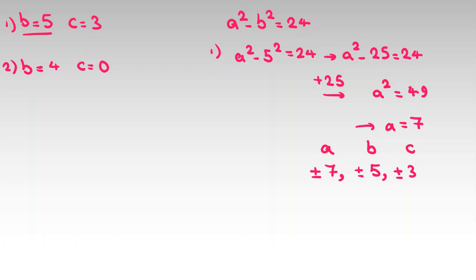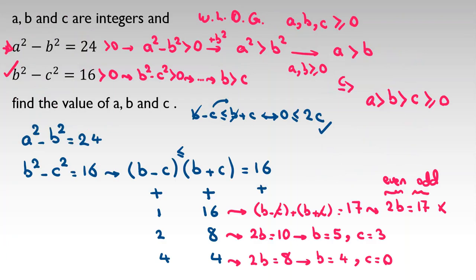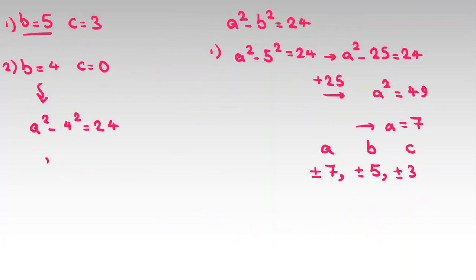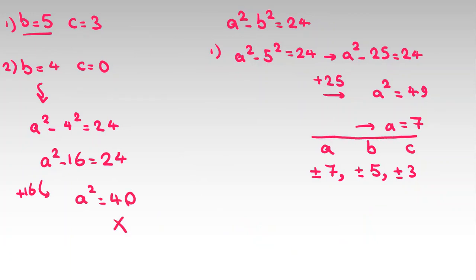Now, if you check the second case, A squared minus B squared, where B is 4, is 4 squared, equal to 24 in the first equation. Now A squared minus 16 equals 24. If we add 16 to both sides, A squared equals 40, but it is not a perfect square. So our only answer is this one, and it will be 8 answers.